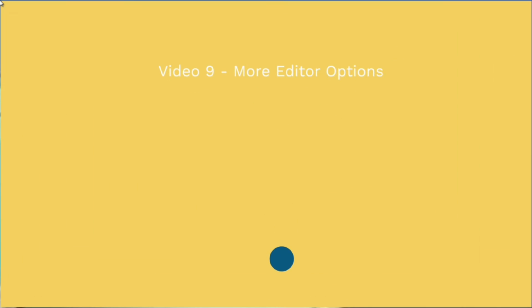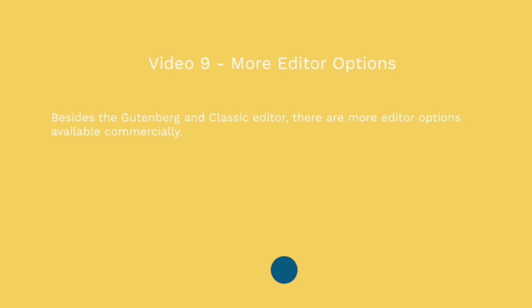And now we're going to talk about more editor options. Besides the Gutenberg and Classic Editor, there are actually more editor options available commercially. What I mean by that is that there are other plugins that have different editors that look nice. Some of them include Thrive Themes, WP Bakery, and Elementor. Each has its pros and cons, its strengths and weaknesses. And really what it comes down to is which one do you like the best?